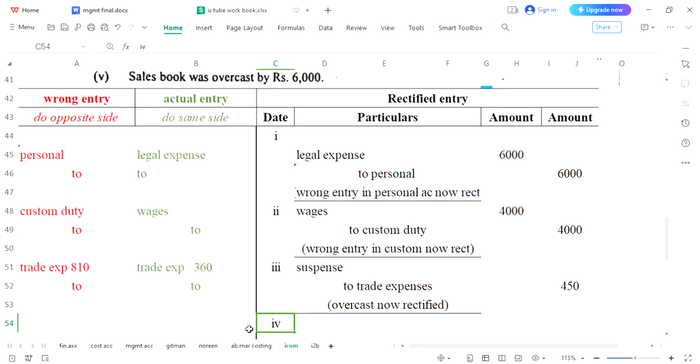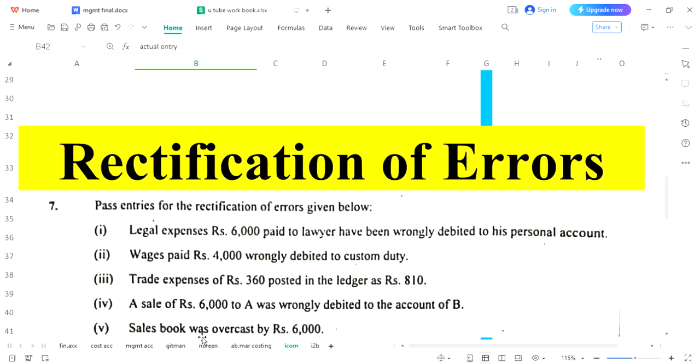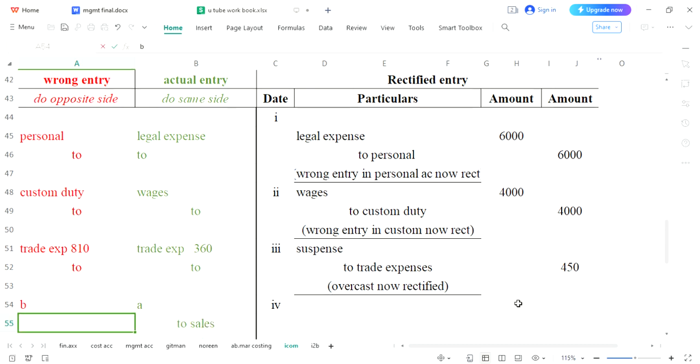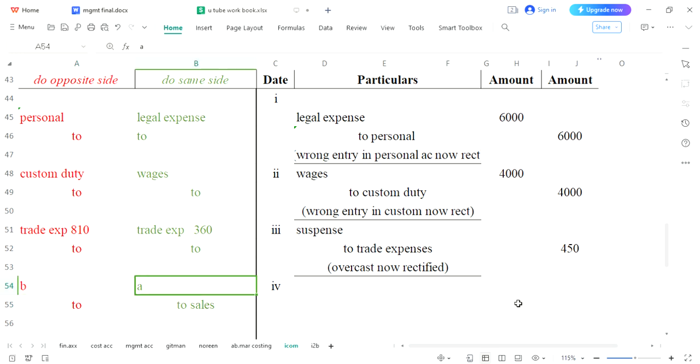So we have sold our goods. It means A to sales was the original entry, was wrongly debited to B account. Okay, so instead of writing A, we have debited B. Mistake is on the debit side. Please note it down. In green, actually we were required to write A. Instead of A, we have written B.